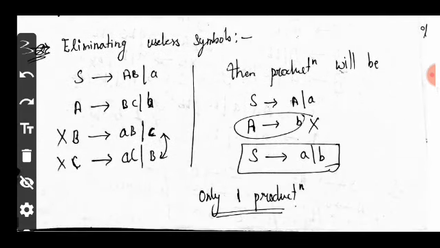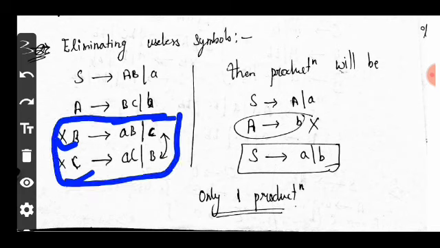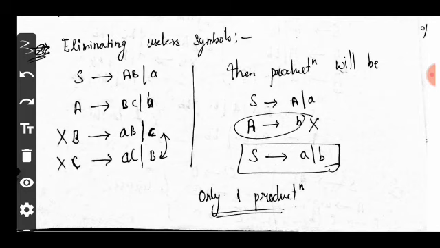Here production is given like S produce AB or A, A produce BC or B, B produce AB or C, and C produce AC and B. Now here we see that B and C are alternately used for each other and are not usable in the production S. So we can easily eliminate these two terms, and then we find the productions like A produce B and S produce A or B.